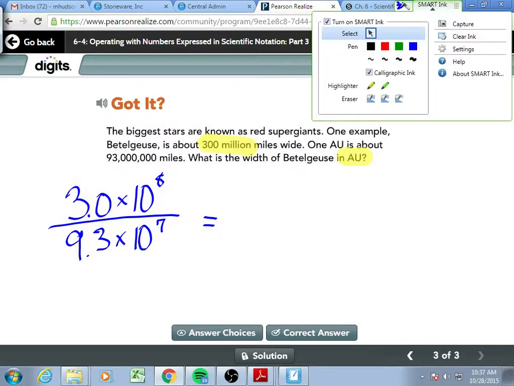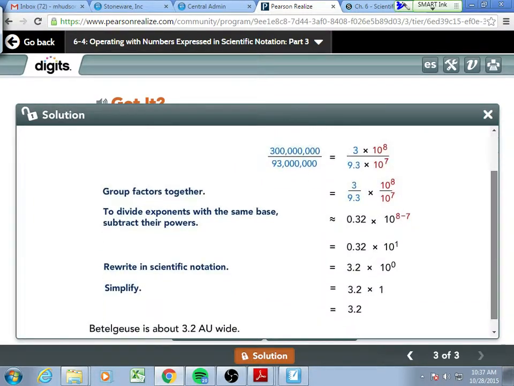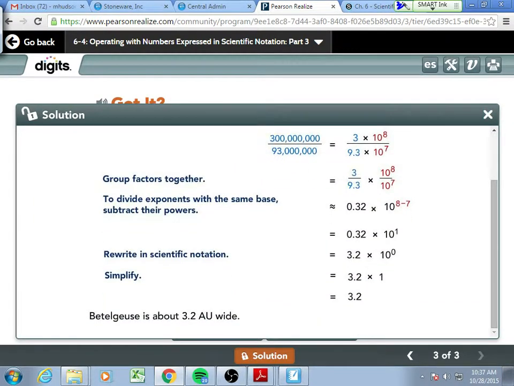So here, really quickly, just for you guys to have it in your notes and see it, that's the math we do. We get our answer not in scientific notation. Then we have to convert to scientific notation, and that's what we get.